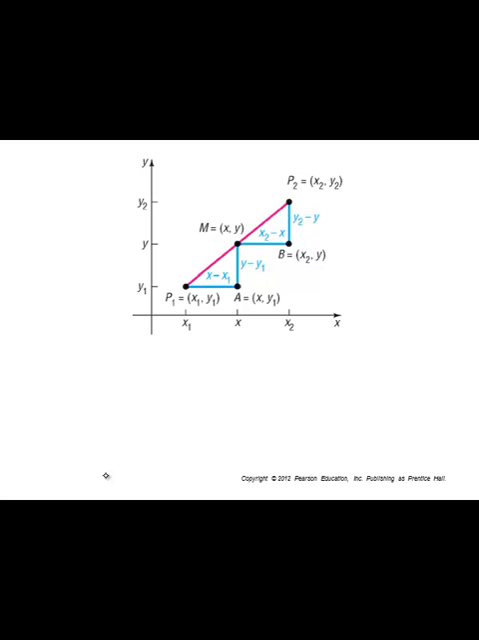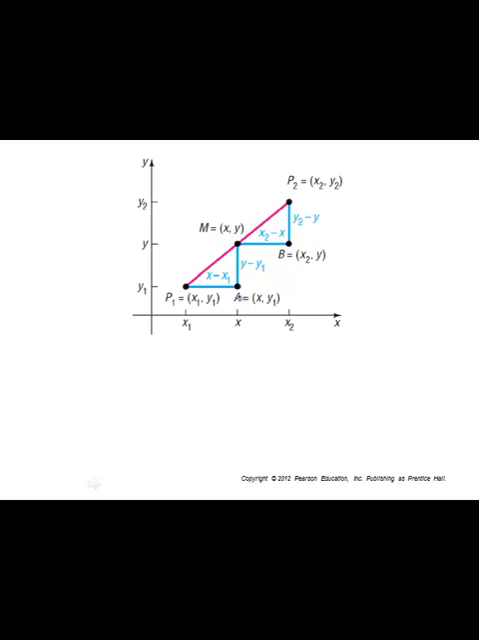Now here's how this looks. We have point P1 and point P2, and we have midpoint M. Now suppose that point P1 has coordinates x sub 1, y sub 1. And let's suppose that we have point P2 with coordinates x sub 2, y sub 2. Now midpoint M, let's suppose it has coordinates x comma y. Now what do x and y have to be in order for this point to be exactly midway between P1 and P2?